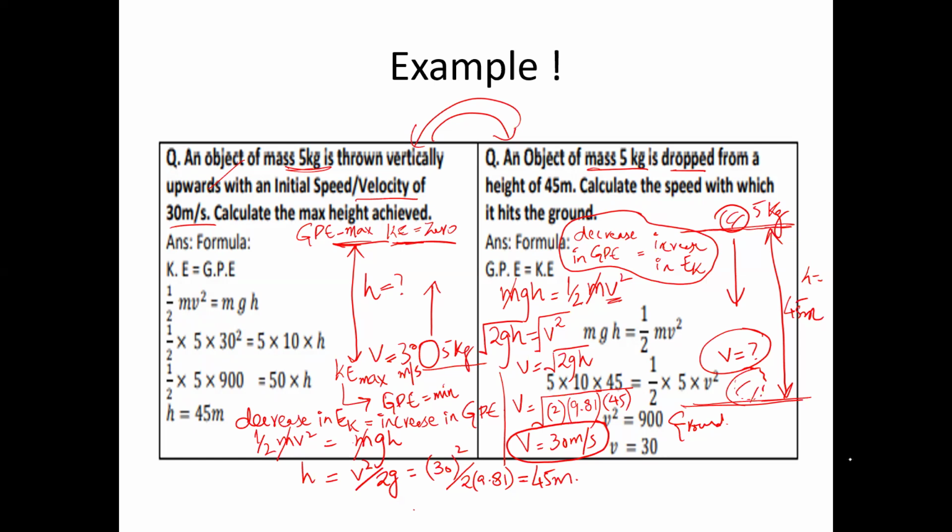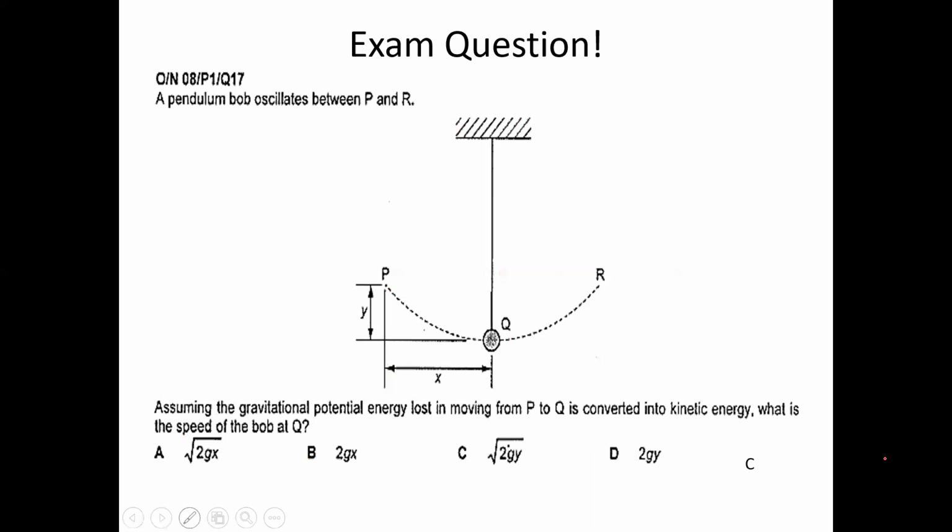So moving onwards, okay. There is another question in front of us. This is an exam question. So let's see what is being asked in this specific part. Okay, so a pendulum bob oscillates between P and R. So let's say there is a bob which is moving from point P till point R, right?